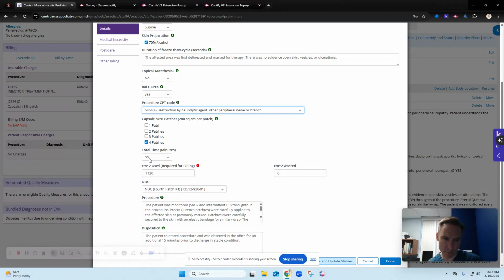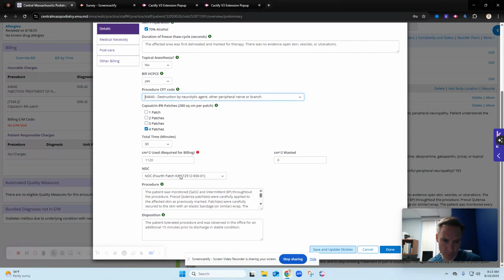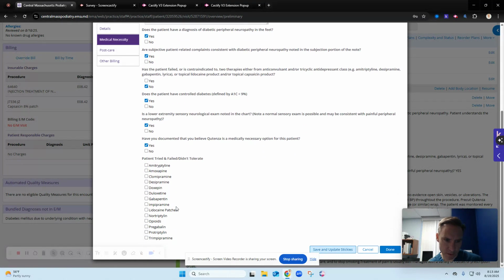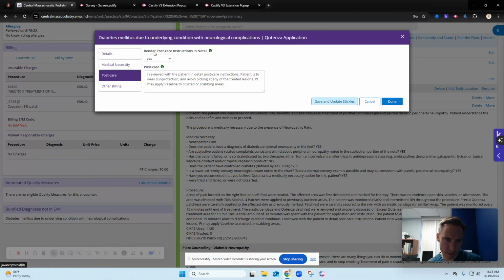It takes 30 minutes, so we set a timer for 30 minutes. 1120 is the amount of the product because it's 280 times 4. We do 4 patches. We monitor the oxygen sat and blood pressure, no wastage, and it took 15 minutes. Medical necessity, we just put in neuropathic pain. We fill these things out, and then post-care instructions, and then other billing.